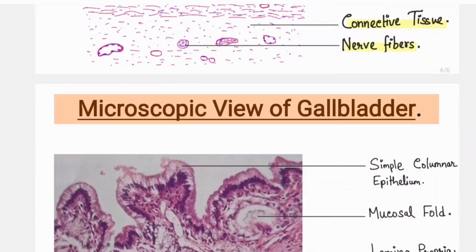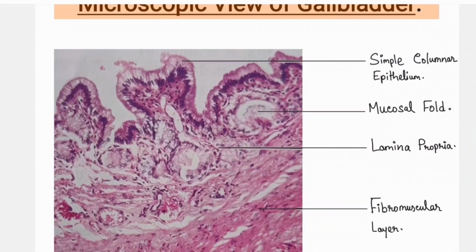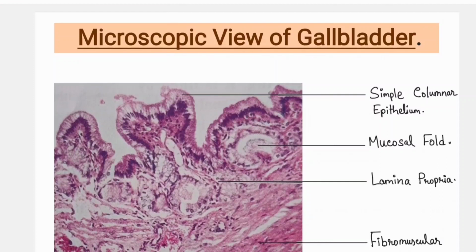Now we'll go towards the microscopic view of the gallbladder. In the microscopic view, we can first identify the lining epithelium, that is the simple columnar epithelium, then some mucosal folds. This is a mucosal fold, this is a mucosal fold. After that, the lamina propria. These three structures combined make up the mucous membrane.